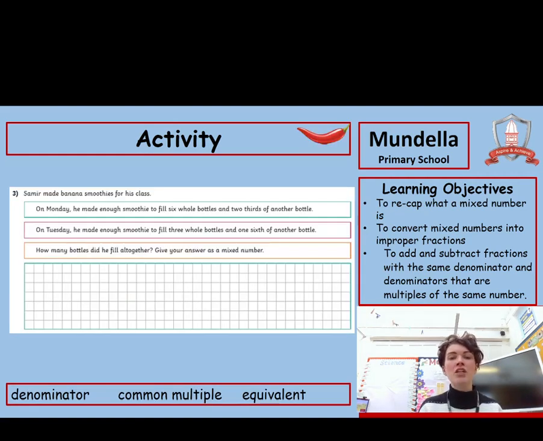And the red chili pepper challenge, you've got some word problems here where you're adding mixed numbers together. So again, choose your favourite method. Is it to add the whole numbers first and then the fractions? Or is it to change it so it's an improper fraction and add them together that way? You can also draw a bar model to help you.